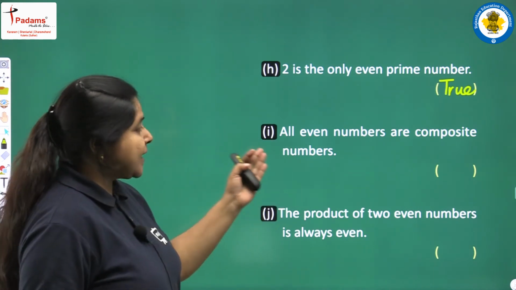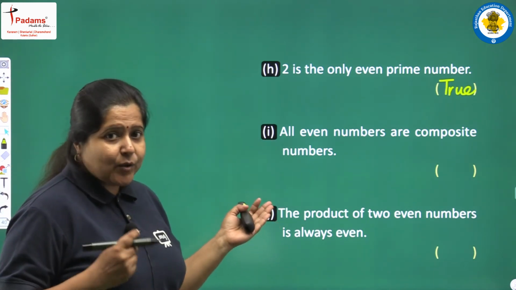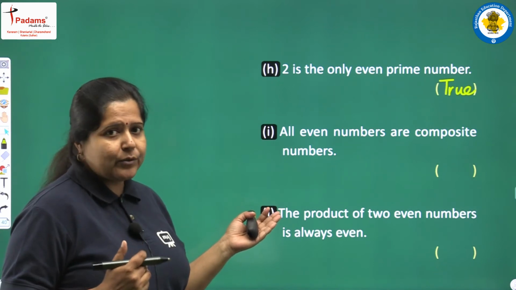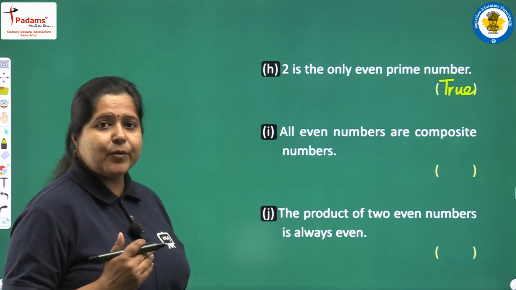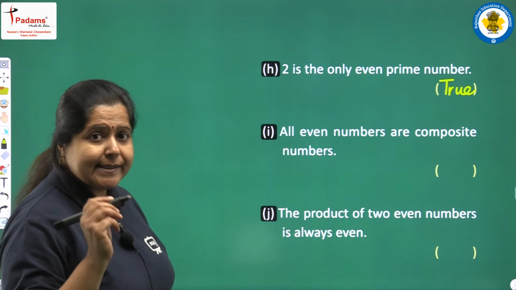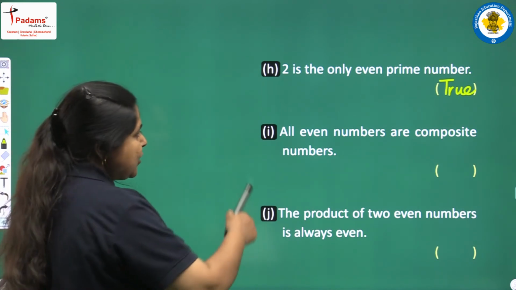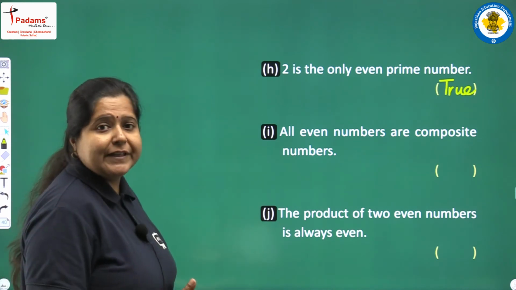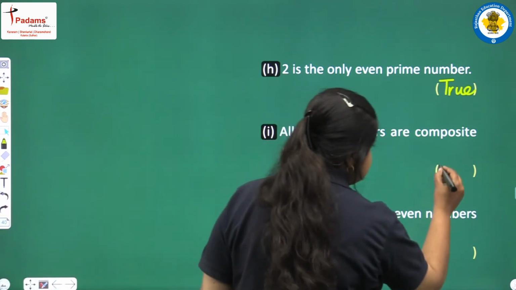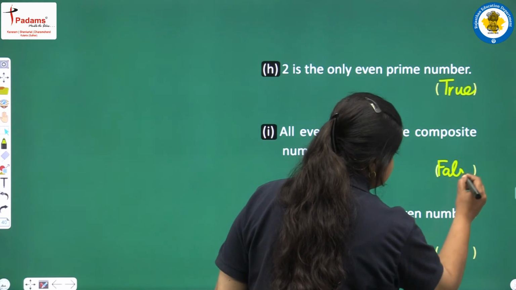All even numbers are composite numbers. Yes, even numbers are multiples of 2, we know that. But all are not composite. We know that 2 is an even number which is a prime number. And so we cannot conclude this for all even numbers. And so we take it as a false statement.